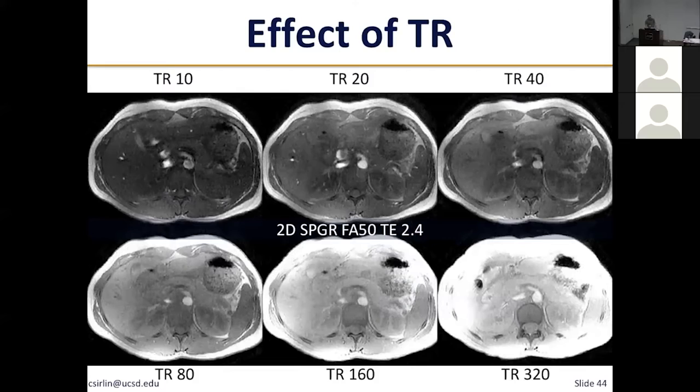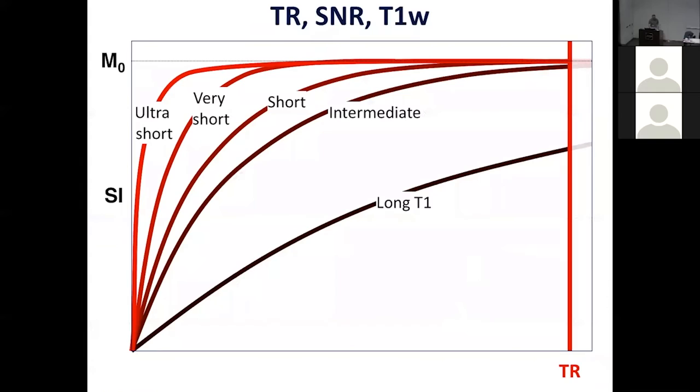than the fat. So with short TR, we have signal-starved images, but the T1 weighting is very high. With very high TR, we have a lot more signal, but we lose T1 weighting. And that's why sometimes the optimal image may have an intermediate repetition time, which sort of is a trade-off between SNR and T1 weighting. So why is this?